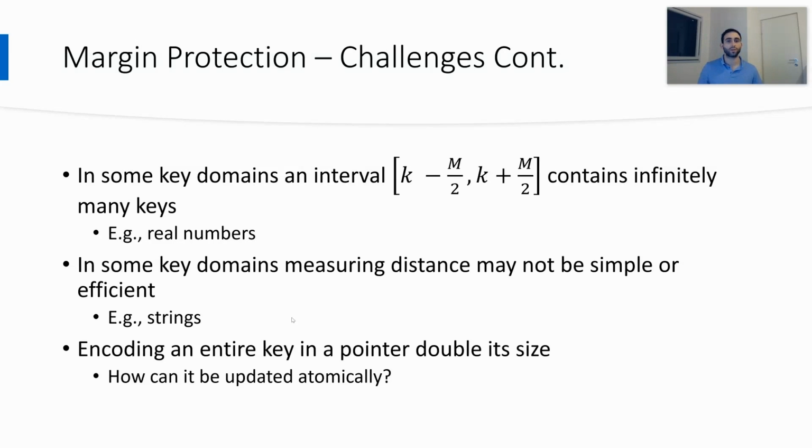First, in some key domains, the protection interval contains infinitely many keys, which means that each margin pointer record can block an unbounded number of nodes from being reclaimed. Second, in some key domains, it is not clear or efficient to calculate distance between keys. And lastly, encoding an entire key in a pointer might double its size. And how can they both be updated atomically with a single compare and swap instruction?